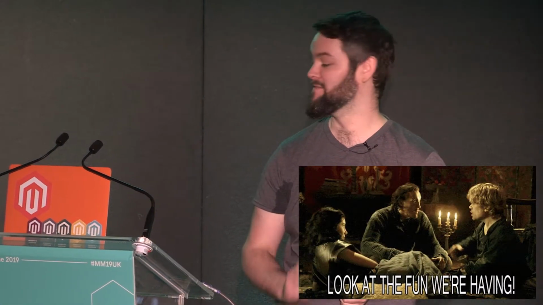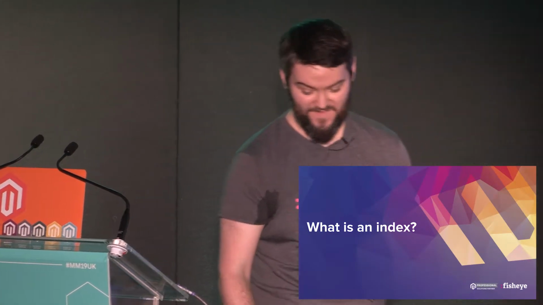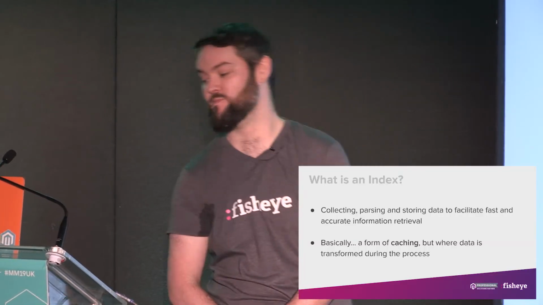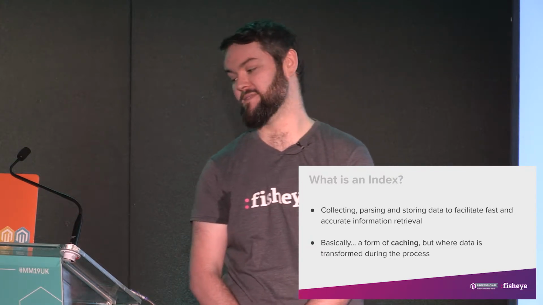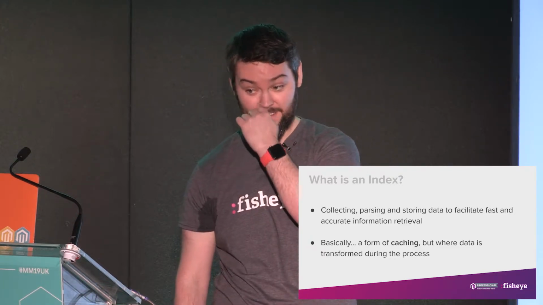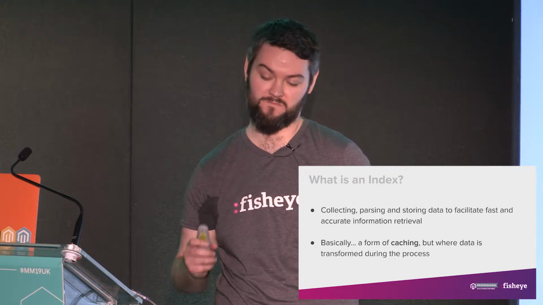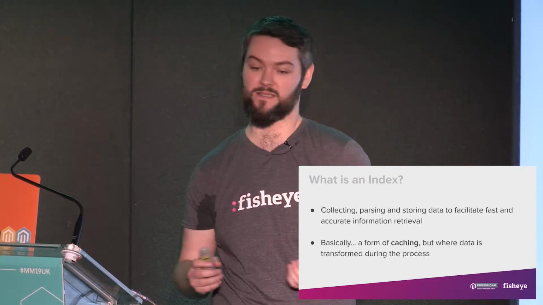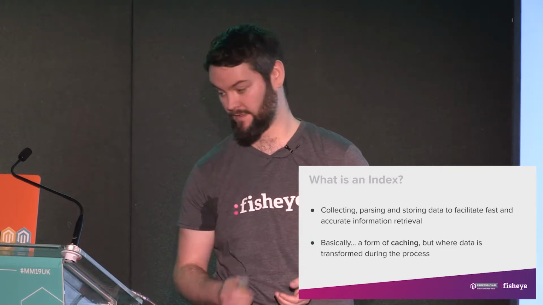So here we go. Right, so first off, what is an index? I won't lie, I googled this. This came back: collecting, parsing, and storing data to facilitate fast and accurate information retrieval. Those are a lot of big and clever words. Basically, I like to see it as a form of caching. Except with a standard cache, you're just saving the output of something. But with an index, we're transforming that data so it's different from when it began.